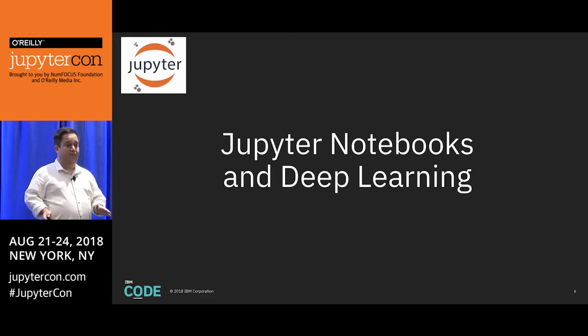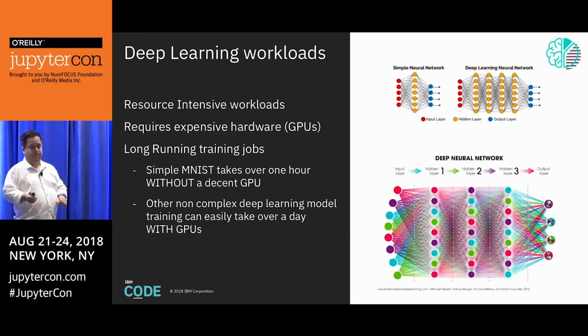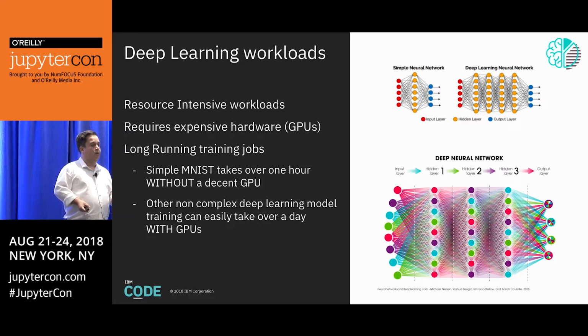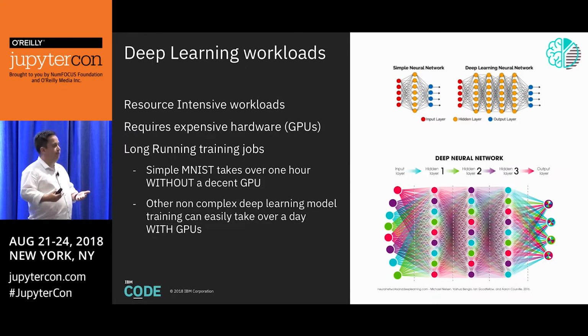Is everybody on the same page? Let's talk a little bit about Jupyter Notebooks and deep learning. What are some of the characteristics of a deep learning workload? Very resource intensive. We sometimes can just run a quick thing, a simple one like MNIST, which might take an hour on my notebook, for example.